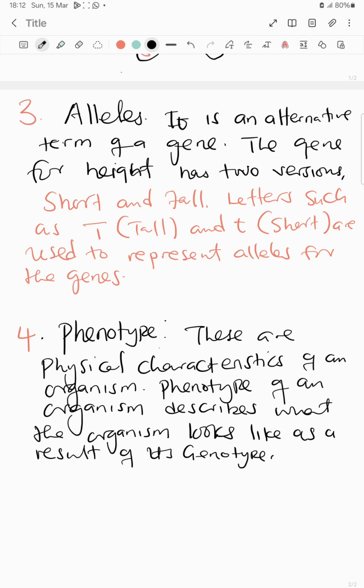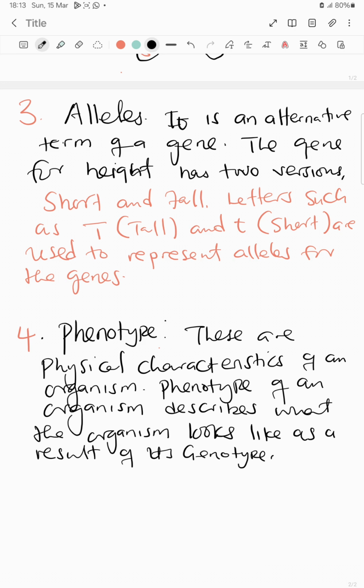Phenotype, number 4. These are the physical characteristics of an organism. So the way the organism looks, those are what we call phenotype. The phenotype of an organism describes what the organism looks like as a result of its genotype. Are we together? It is just the physical characteristic of an organism. How the person looks, that is what we call phenotype.